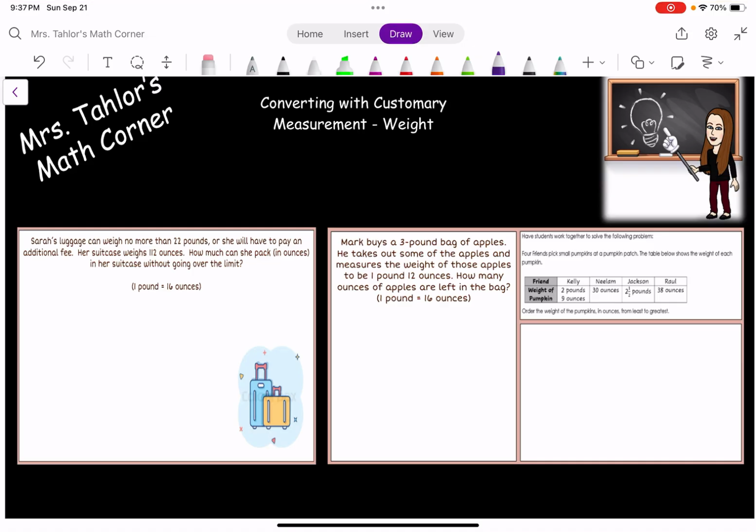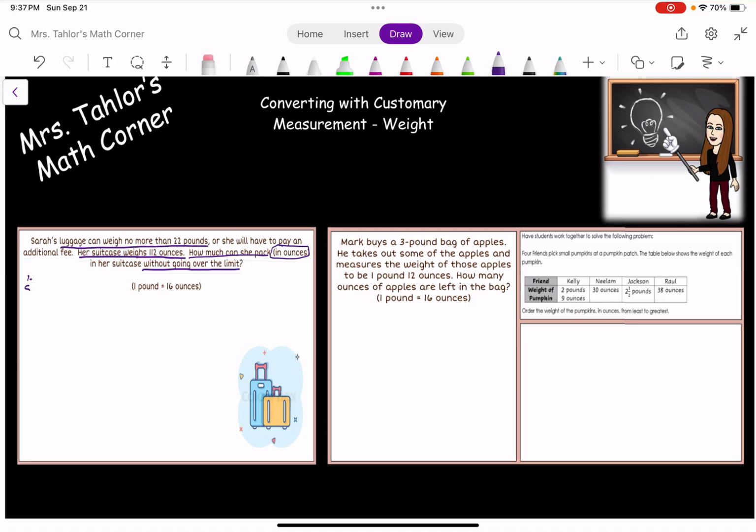So looking at the problem, I see that Sarah's luggage can weigh no more than 22 pounds. I also notice that her suitcase weighs 112 ounces. The question we're answering is how much she can pack in ounces in her suitcase without going over the limit. There are a couple of ways to solve this problem. We'll start with one.